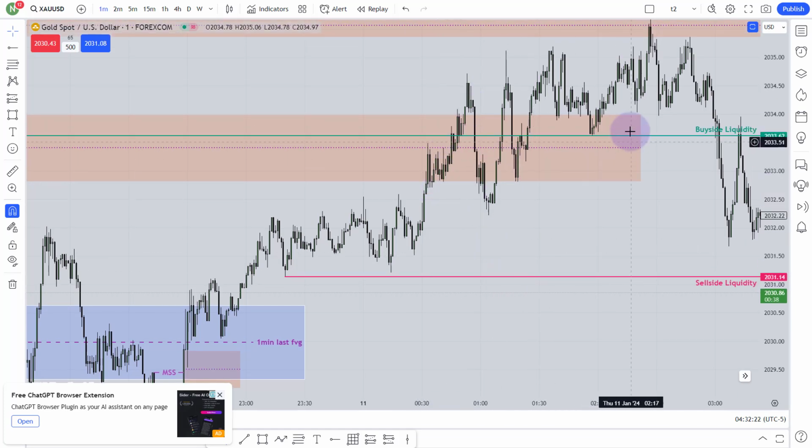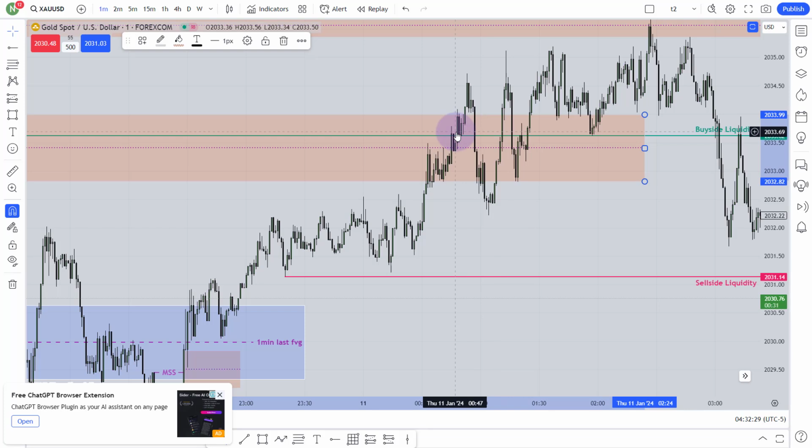It went above this last 15-minute fair value gap. That means it failed to hold the price. Now I am not interested to take my sell. Do you get my point? I am not interested to take my sell over here, not anymore. I am interested to take my buy.